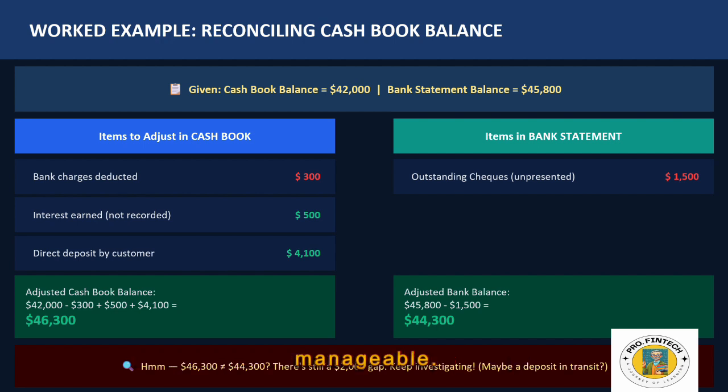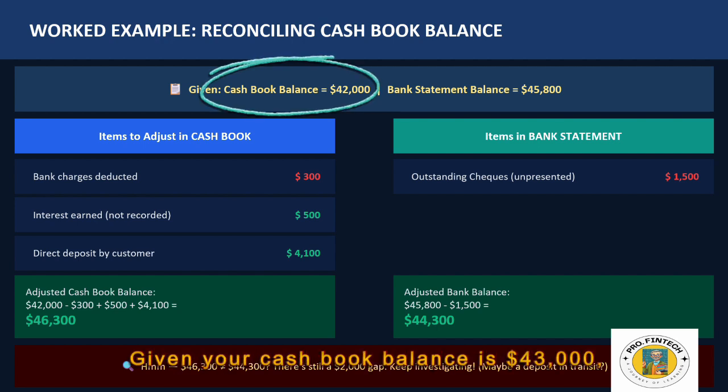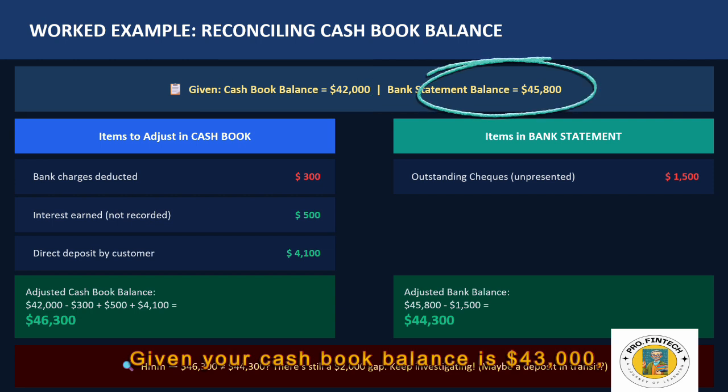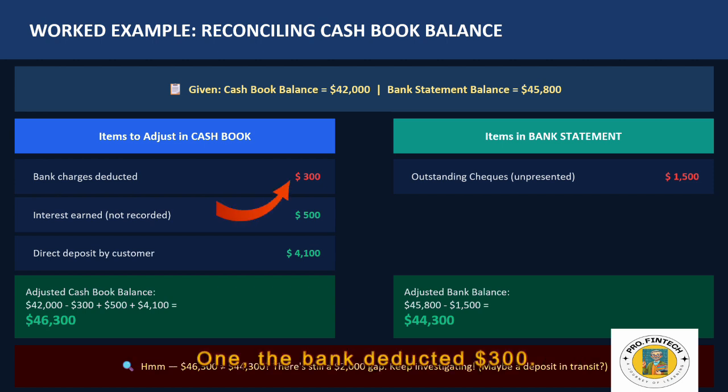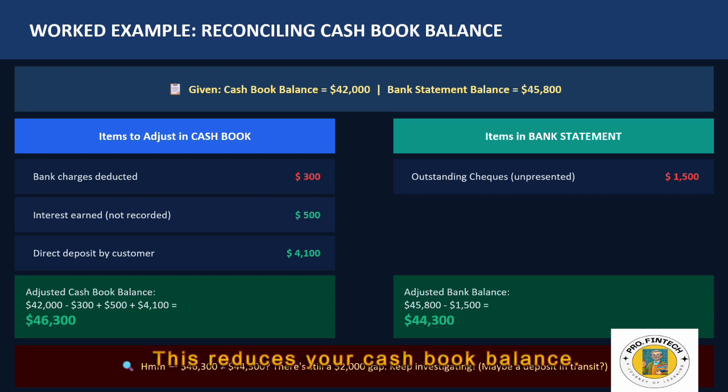Let me walk you through a real example. Given your cash book balance is $42,000, bank statement balance is $45,800. They don't match. The difference is $3,800. Why? After investigating, you found 3 things. 1. The bank deducted $300 in charges you didn't record. This reduces your cash book balance.